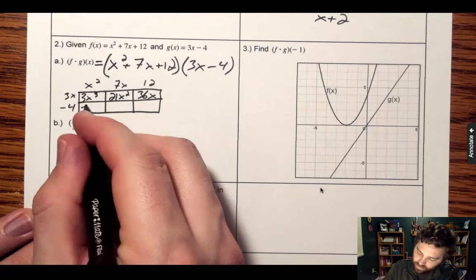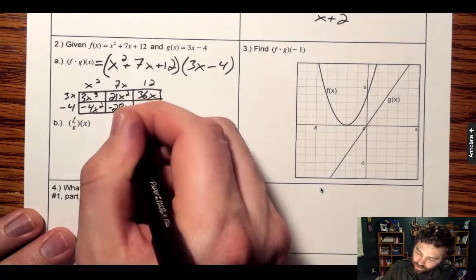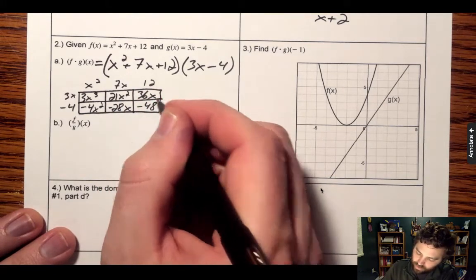X squared times negative 4 is negative 4x squared. Negative 4 times 7 is negative 28x. Negative 4 times 12 is negative 48. And then we're just going to combine like terms.